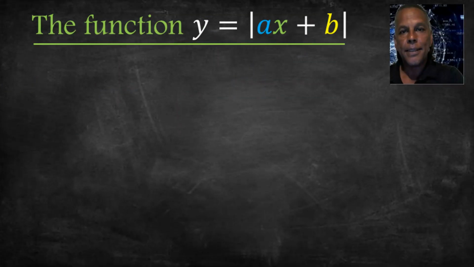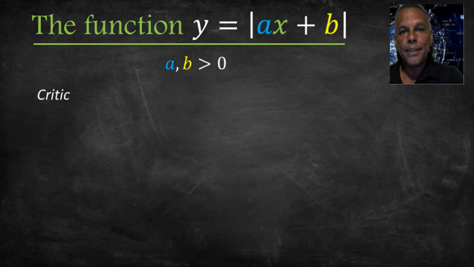Let's look at the function y equals the mod of all of ax plus b. For simplicity's sake, let's assume that both a and b are positive constants. We want to write down the formal definition of this function.